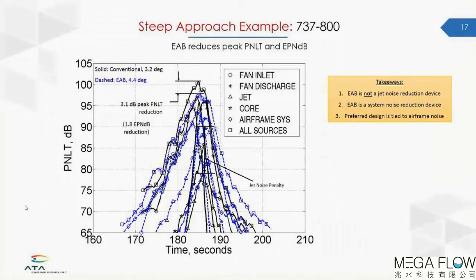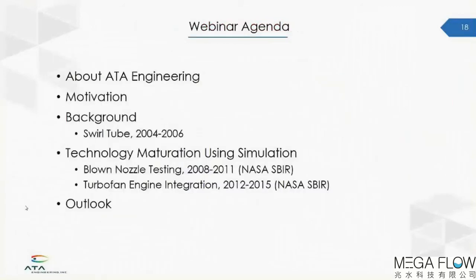And the preferred design that you have to come up with would be tied to the relationship between the relative sound sources that are on the system. That is the jet noise, the engine, and then all the airframe sources. So this was very encouraging.